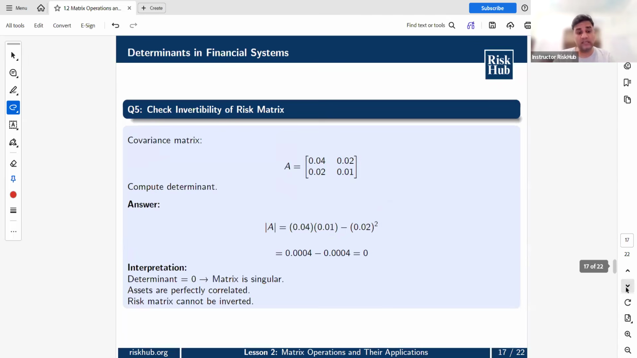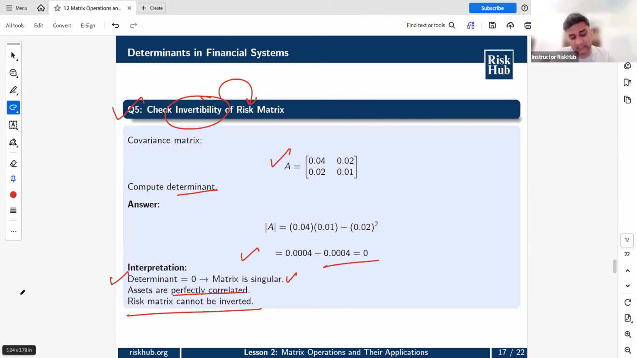Fine. Next, you're looking at invertibility of the risk matrix, right? See, this is again one of the most important risk intuitions because we have the covariance matrix. We will compute the determinant. We computed it, and it comes out to be zero. So the determinant is zero, the matrix is singular, assets are perfectly correlated. The risk matrix cannot be inverted, right? Matrix is singular means no inverse exists. Assets are perfectly correlated. This means one asset adds no new information, diversification disappears, optimization fails.